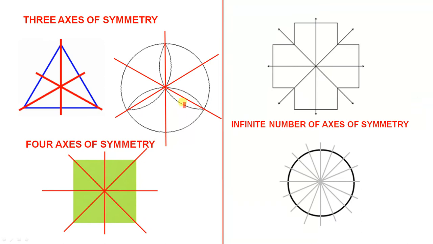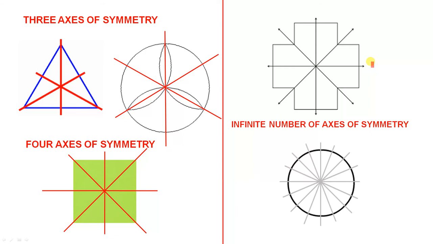Three axes of symmetry. Now this is an equilateral triangle, and you can clearly see the three axes of symmetry. Here is a very nice shape with some curves, and the three axes of symmetry are quite easy to see and understand. Now the square has four axes of symmetry, and you can see them.